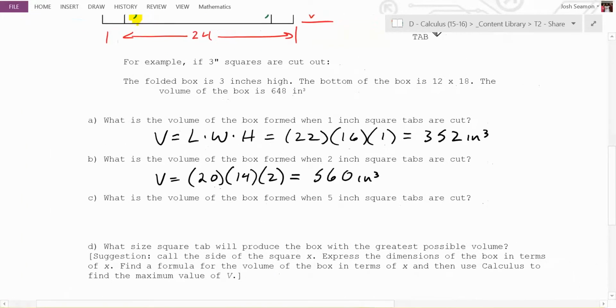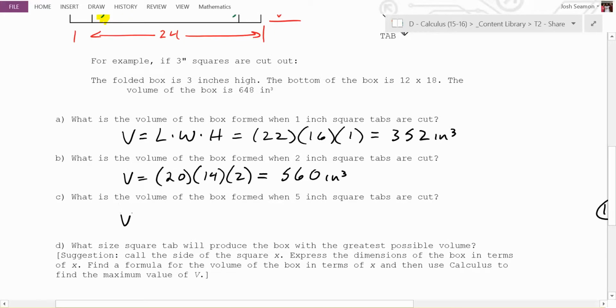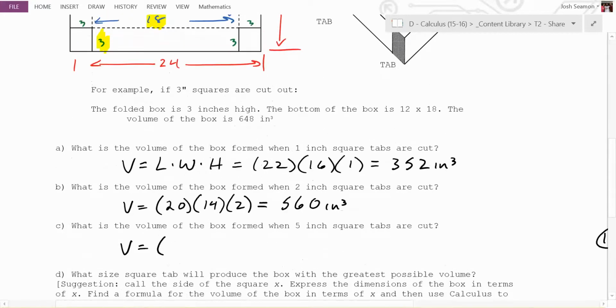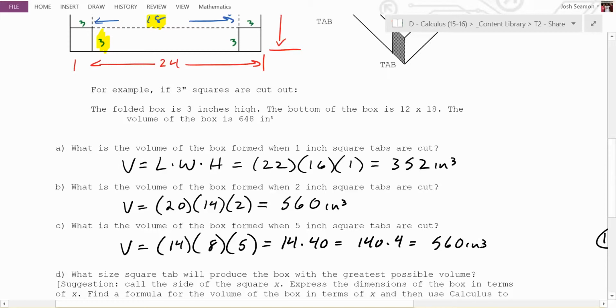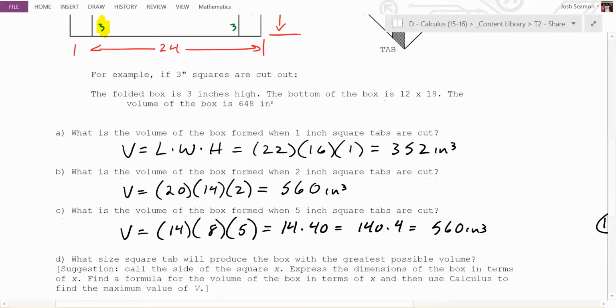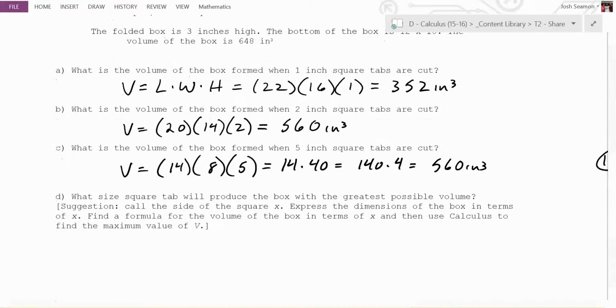What is the volume of the box when 5 units are cut? What do you get? Volume is 14 times what? 8 times 5, yep. So that's going to be 14 times 40, which is 140 times 4, which is what? I think it's 140 times 4, right? It's 560. 560 again, right? That's pretty cool. Okay, nice. So what do you think they're going to ask next? What's the maximum?